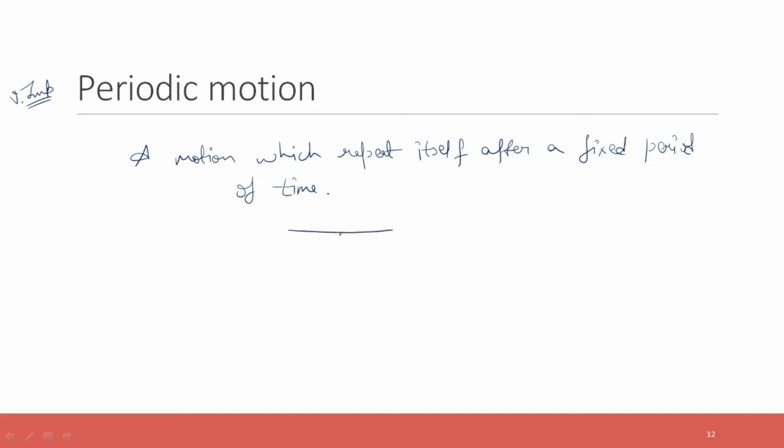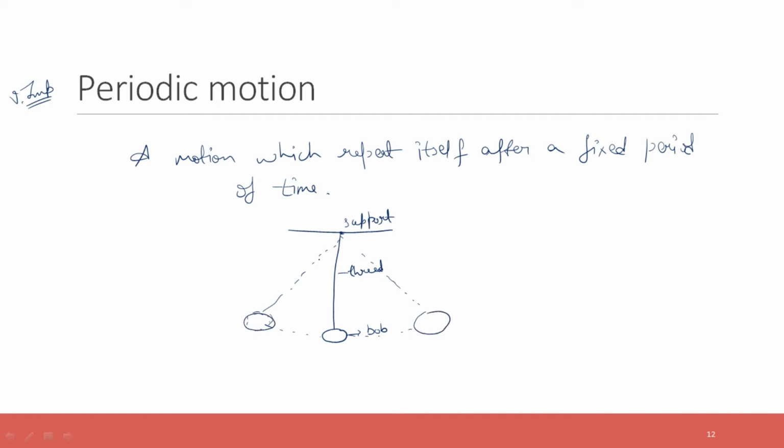Have you seen a pendulum? Pendulum is a simple device in which there is a bob. You can say this is a bob and this is the thread which is suspended by a support. This is the support. So when you disturb this bob, suppose that you have given some force, the bob will start moving. And first of all, it will go in this direction, then it will go to the other side, right?